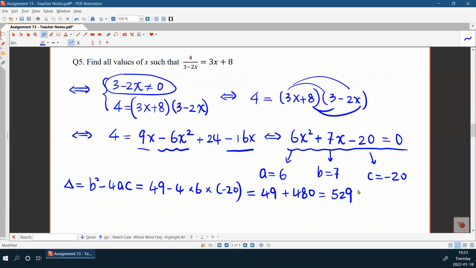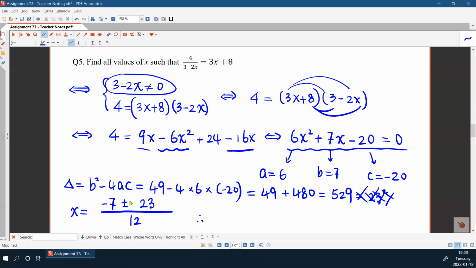And note here, 529 is actually 23 squared. Of course, you don't need to write this here in this step. This is just to give you a hint that in our next step, you can put something outside the square root, right? So x is given by this formula. 2a is the denominator, which is 12, and then negative b, which is negative 7. Then positive or negative square root of delta. As I said, square root of 529 is actually 23, right? Of course, this is a perfect square number, so we can write 23 here.